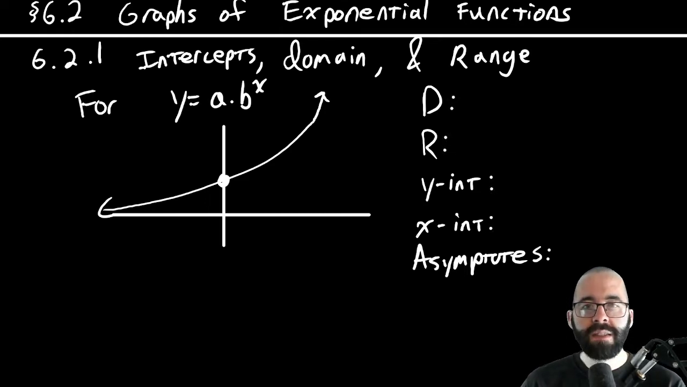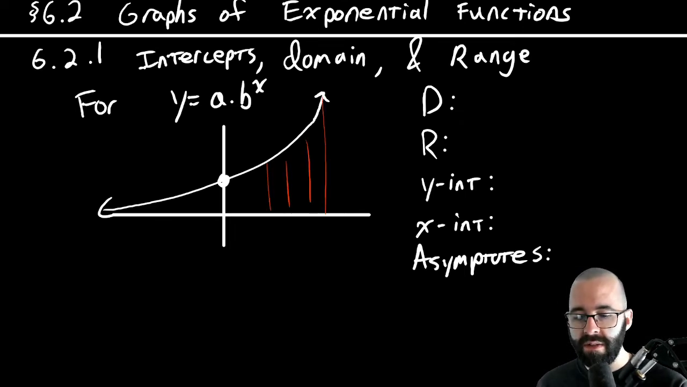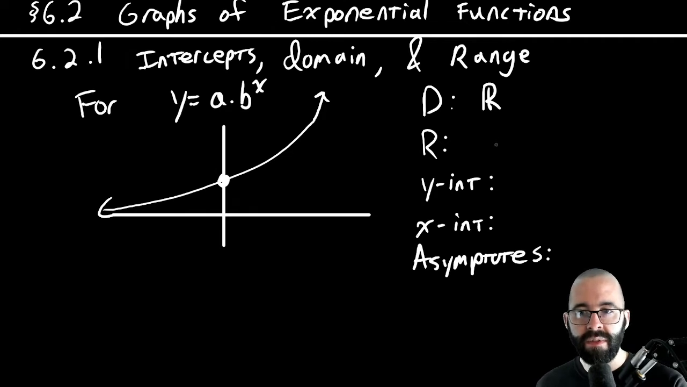The domain of any exponential function, that's all the x values, right? If you drag this graph to the x-axis, it covers the entire x-axis. That's the domain. The domain, this red line, is all real numbers. Negative infinity to positive infinity. But the range, if we drag the graph to the y-axis, we never hit 0, but we do get all positive values of y. So the range is going to be 0 to infinity.